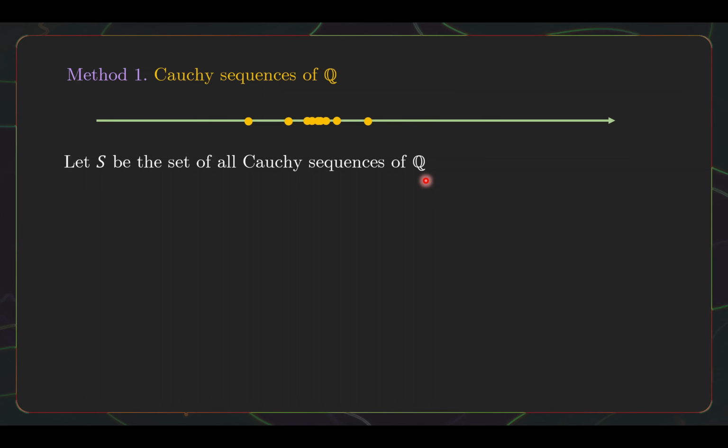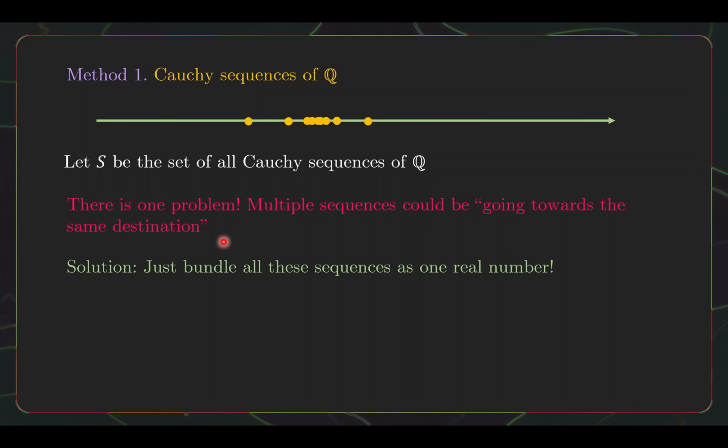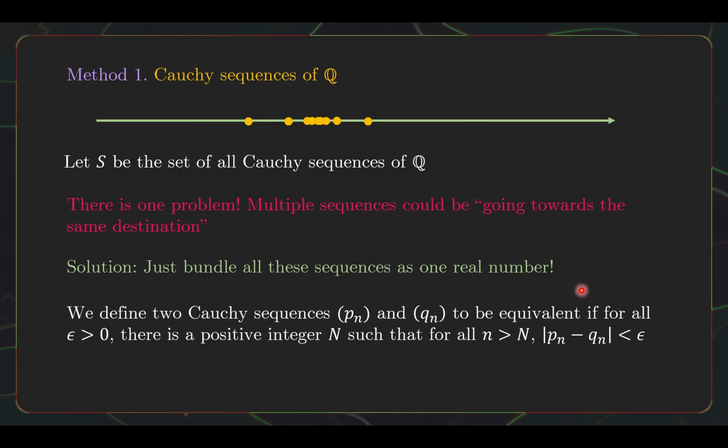This sounds like I can now fill in all the gaps, but there is one problem, which is that there could be multiple sequences that end up going towards the same destination. The simple solution is you just bundle all these sequences as one real number. You say all these sequences that head towards the same destination, I'm going to define all of them as equivalent, and they are all going to represent this single real number. So in other words, what do we mean by two sequences heading towards the same destination?